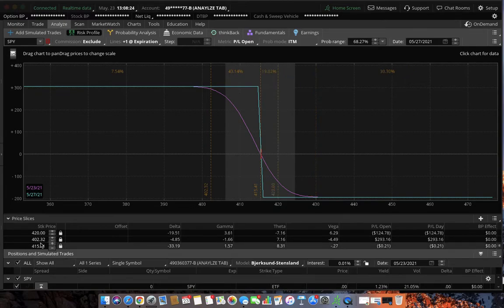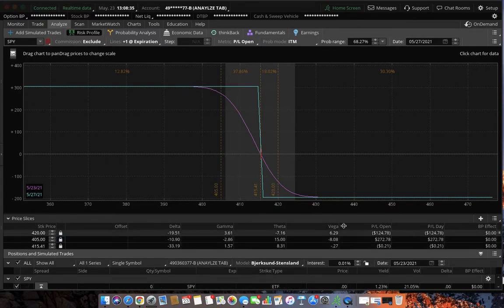420. Have I said that? I'm always picking a stock that's going to the 420s. Here we go. So that's how that works, and you can see what your profit and your loss is. It's a great, great tool.